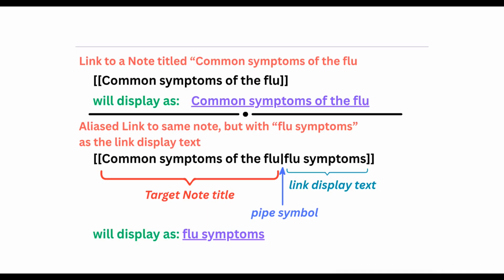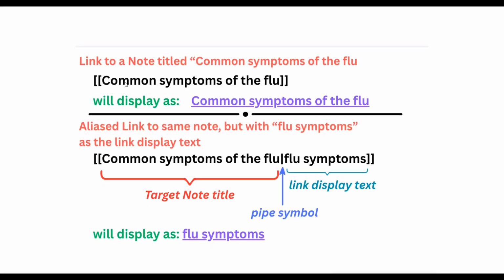Fortunately, Obsidian provides a way for you to change a link's display text to suit your needs. Such links are called aliased links. The procedure to create an aliased link is to place a vertical bar after the note's title, followed by the text you want displayed. And please note that no spaces should exist between the vertical bar and the text on either side of it. This vertical bar is called a pipe symbol, and it's typically found above the backslash on most keyboards. So here's our example.